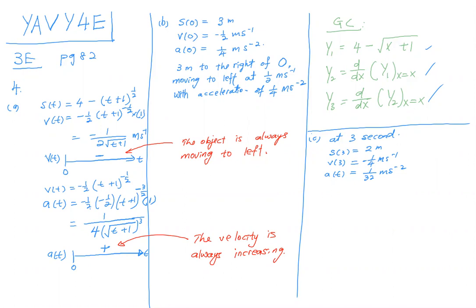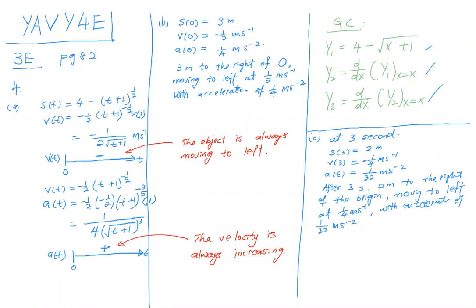Okay, so we will say after 3 seconds, it is 2 meters to the right of the origin, moving to the left at 1/4 meter per second, with the acceleration of 1/32 meter per second squared.